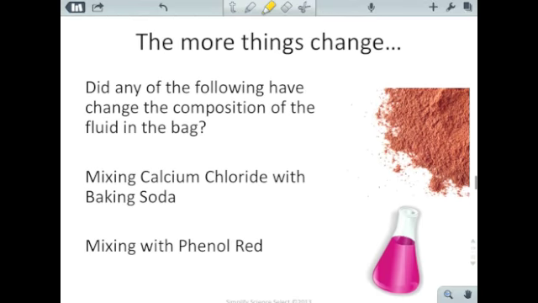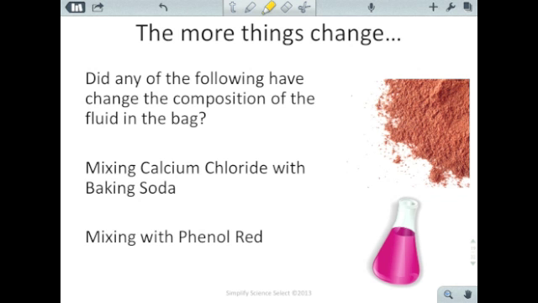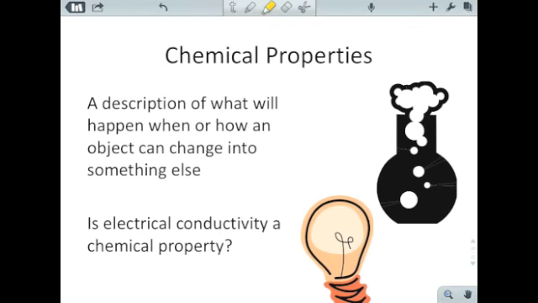When we look at the investigation again, did any of the following change the composition of the fluid in the bag? Mixing the calcium chloride with baking soda. When we look at that, nothing happened. We still had calcium chloride and we still had baking soda, but nothing actually happened. Once we mixed the phenol red into it, we see that something happened. We had a change, and those would be our chemical properties.